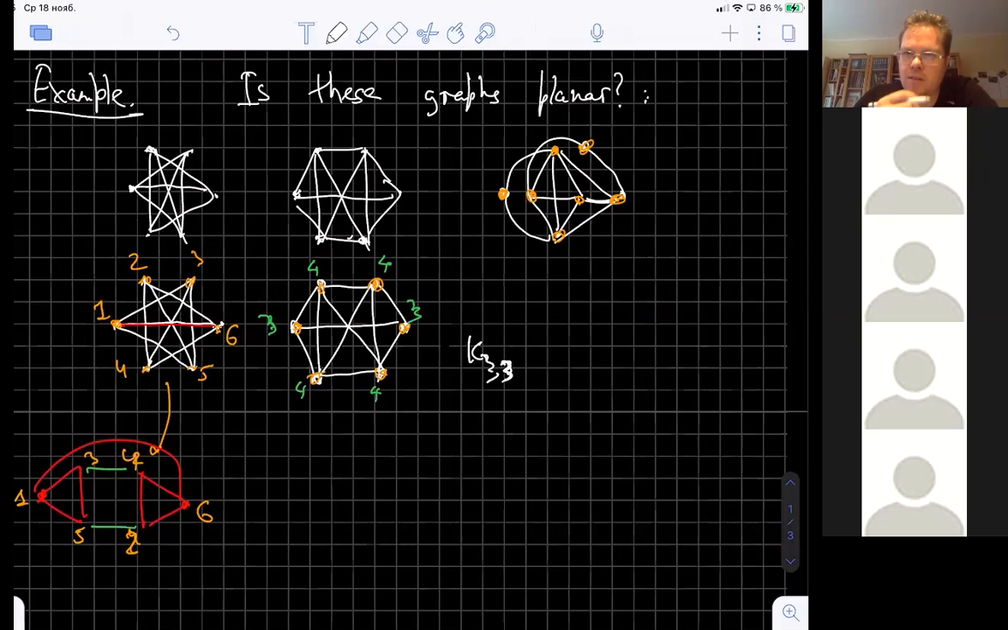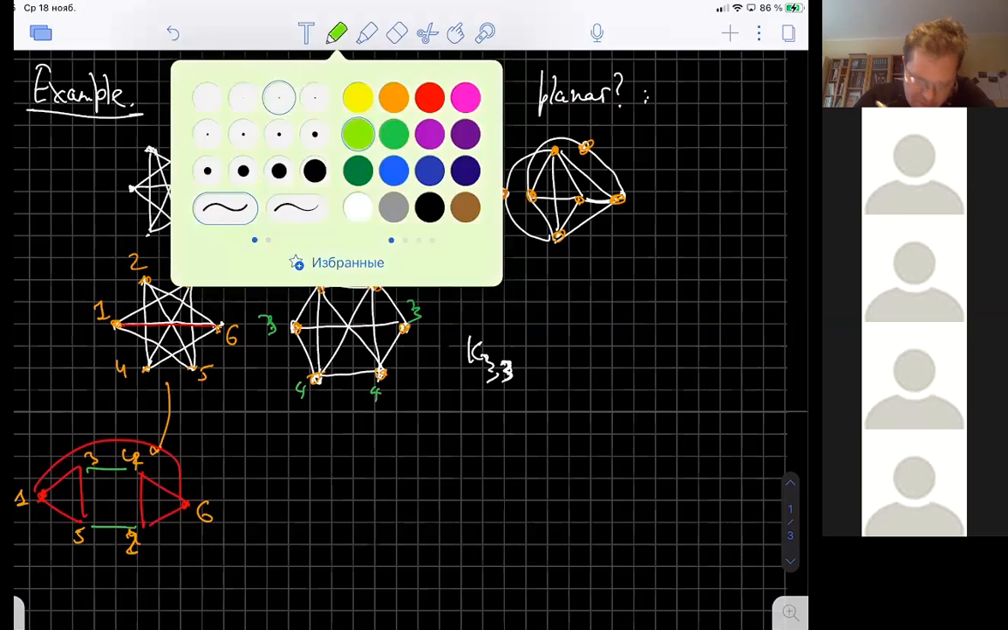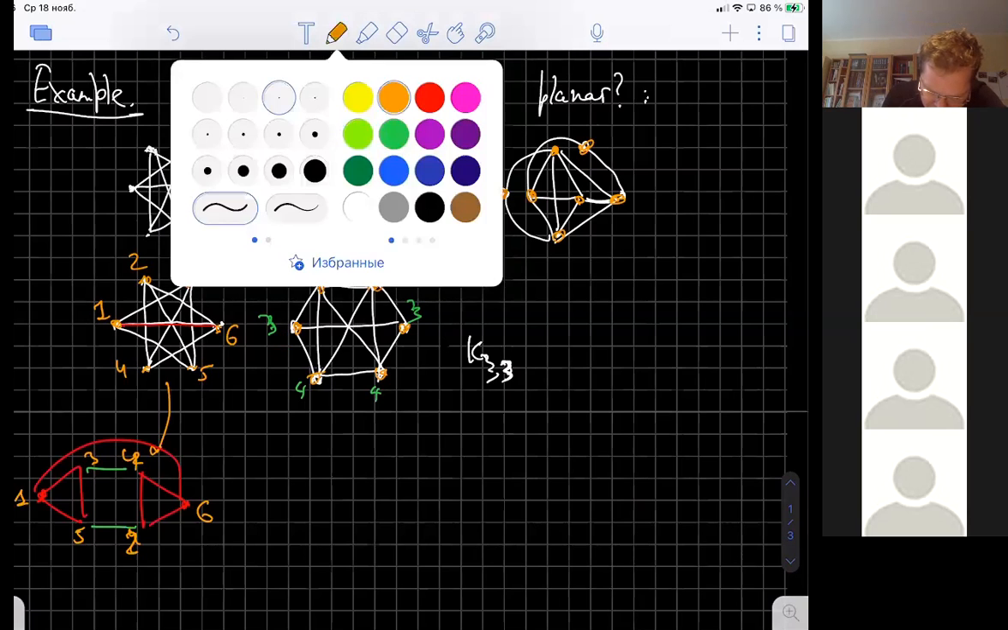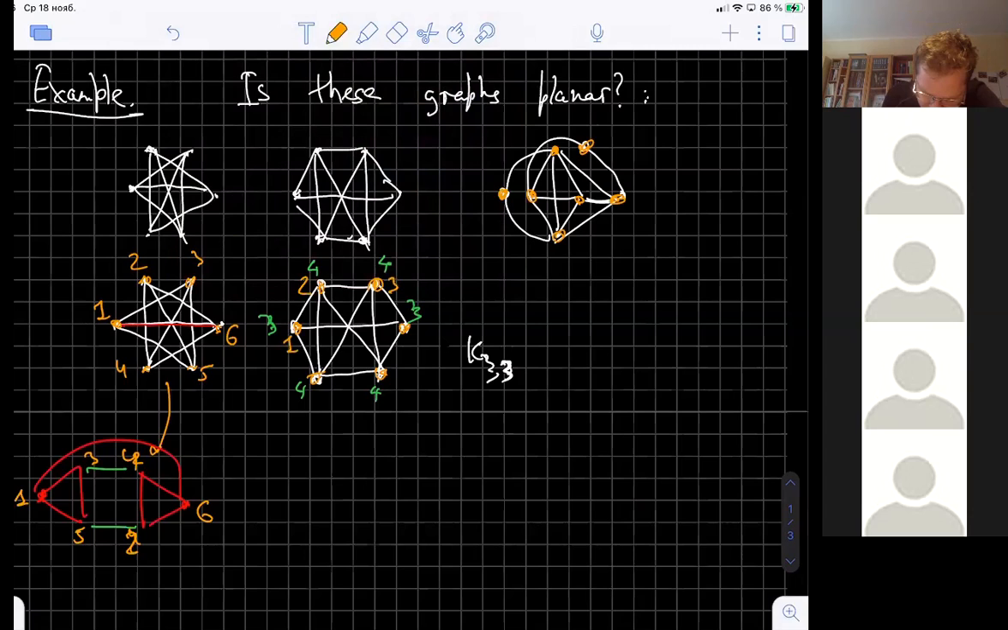Sir, if we remove one of the straight edges on the right, so can we number the vertices first, so that it's easier to say? Okay. Let's do some numeration. So it's 1, 2, 3, 4, 5, 6.